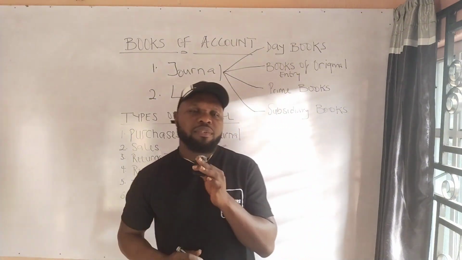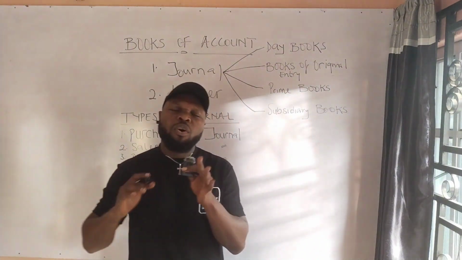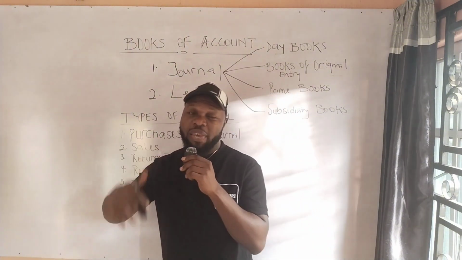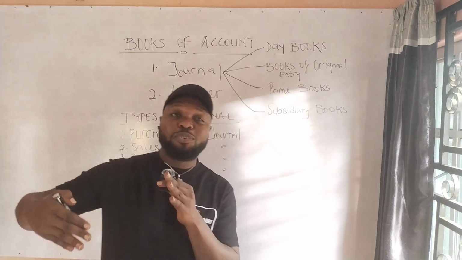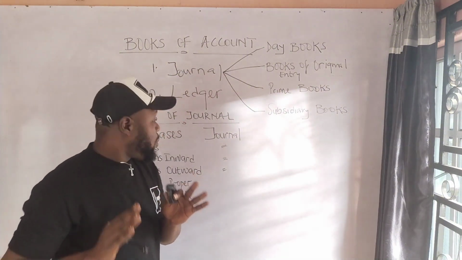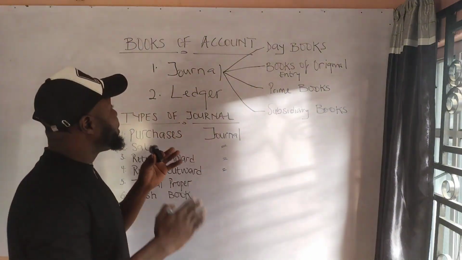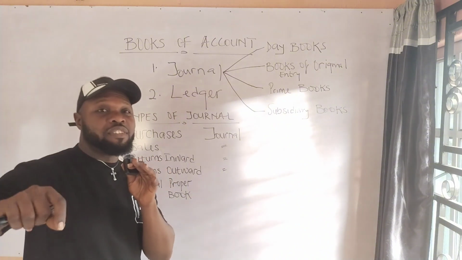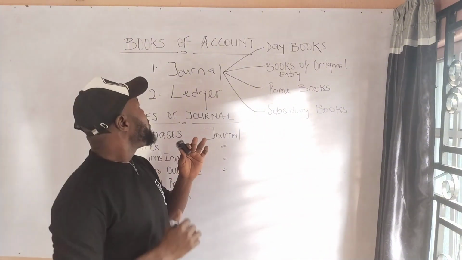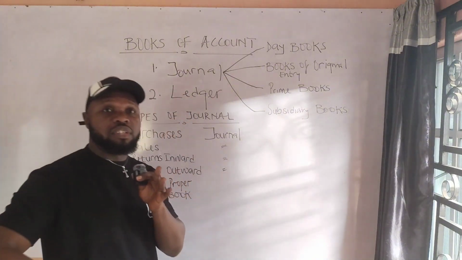So what is journal? Journal is simply a book of accounts where all transactions are recorded on a daily basis before being transferred into ledger. I repeat, journal is a book of accounts where all transactions are recorded first on a daily basis before being transferred into ledger.